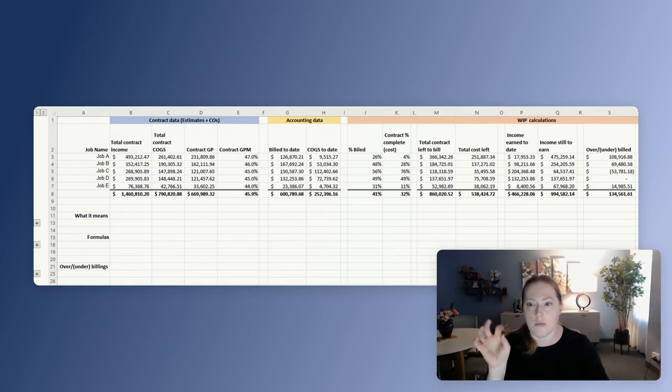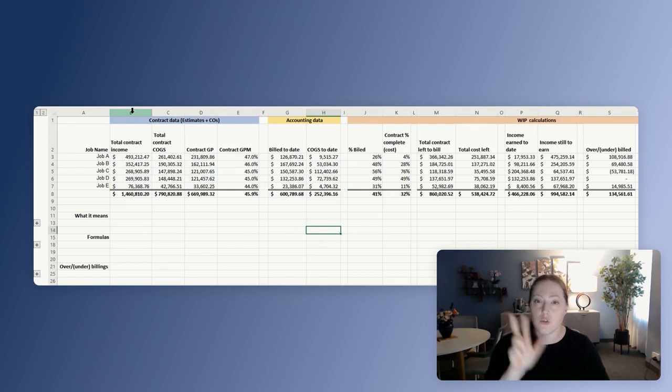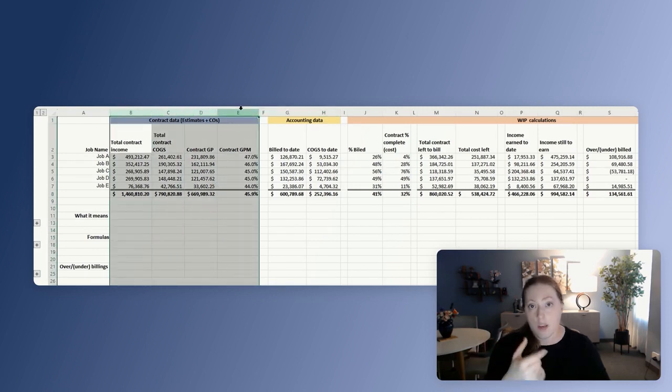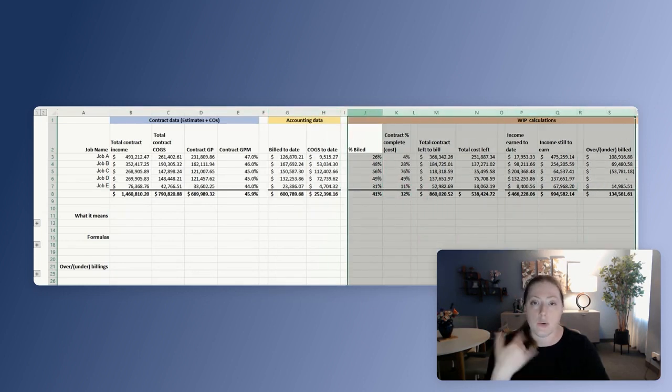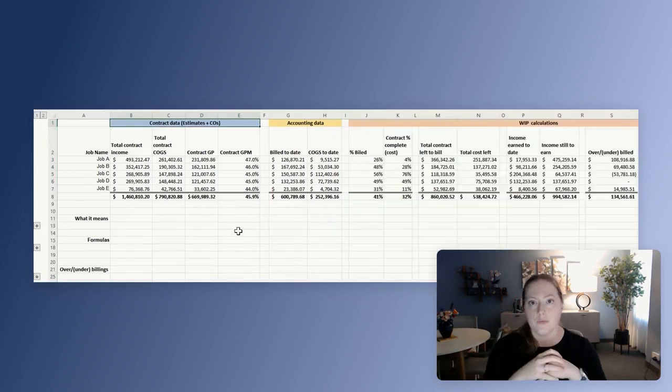And I have used different colorings for this to make it a little bit clearer what the different sections are. So the best way to think about this is that there are going to be 3 sections in the work in progress report. The first one is going to be about the contract data. The second one is going to be about all of the accounting data that you have on that particular job. And the third section is where the magic happens, the work in progress calculations.